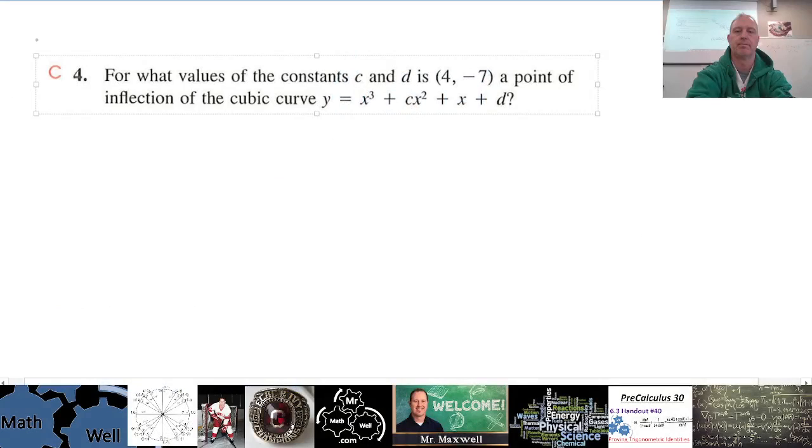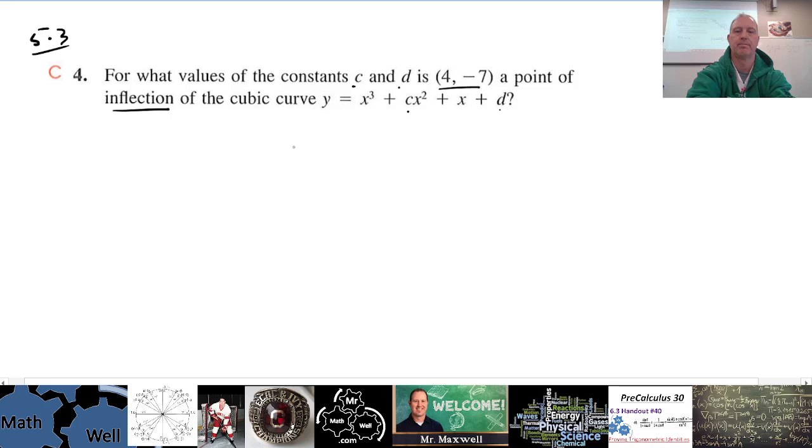All right, so this is 5.3 in Calc 30, and the question says, for what values of the constants c and d is this point a point of inflection of the cubic curve y equals x cubed plus cx squared plus x plus d? So we've got two unknowns here. The points of inflection come where the second derivative is equal to 0, and that's the x, and then you can solve for the y.